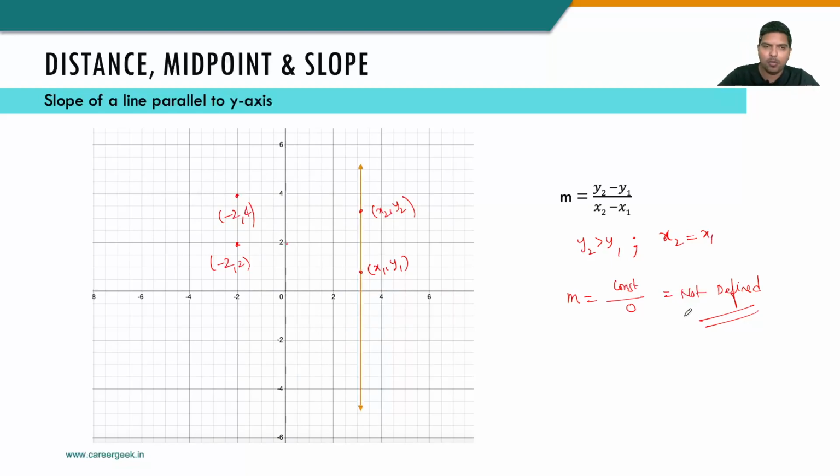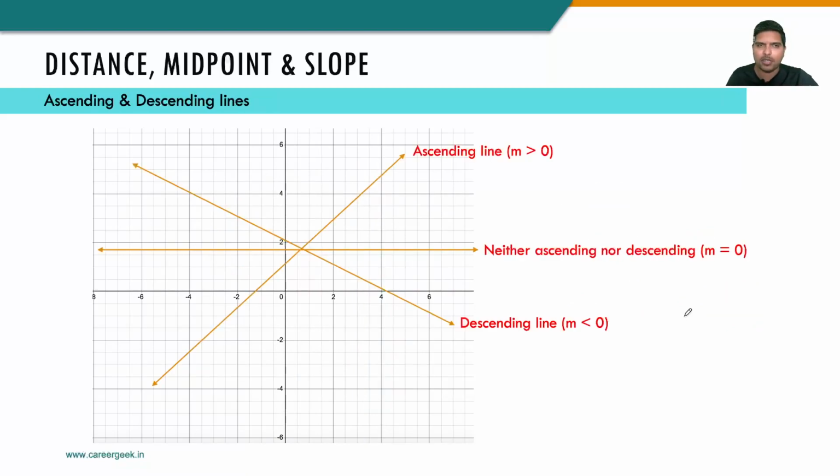This is absolutely important. Horizontal line 0, vertical line not defined, or infinite they call it sometimes. So I hope the concepts are clear. Quadrants, distance, midpoint, slope, slope of horizontal line and slope of vertical line. There will be a lot of concepts to cover. So make sure you write all of this pretty neat.